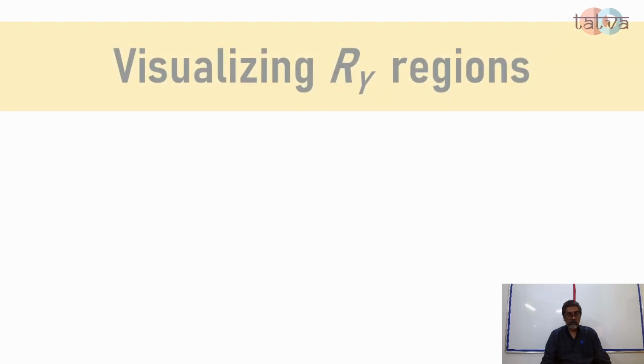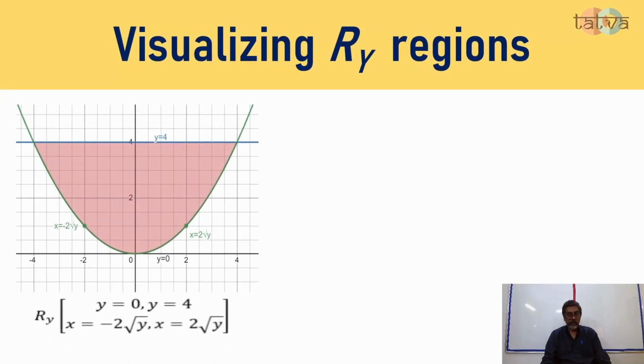Then we'll have the third visualization of an Ry region. Again, this region is trapped between two horizontal lines. That is the lower horizontal line, that's the upper horizontal line. The equations are y is equal to 0 and y is equal to 4. And then come the left curve, then the right curve. In this case, the left curve and the right curve are the two branches of the parabola itself, because the parabola is running through the diagram. So you can fix the limits exactly the way you are seeing down.